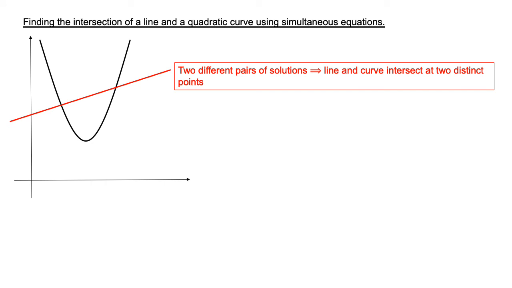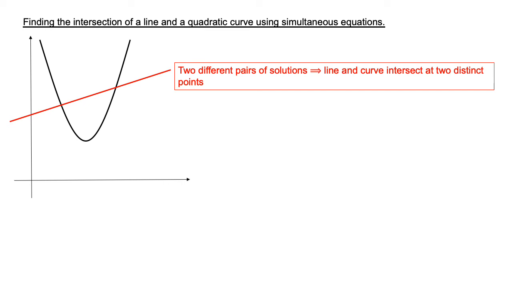Firstly, your line can cross the curve at two distinct points. So when you solve the simultaneous equations, you are actually going to get two pairs of answers, not just one as when we were talking about two lines. So you're going to get two pairs of answers, as you will see shortly. So that's one situation that you can have.